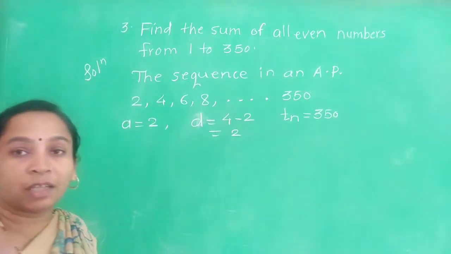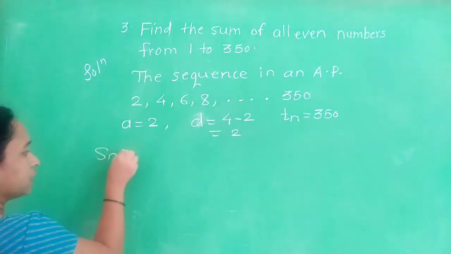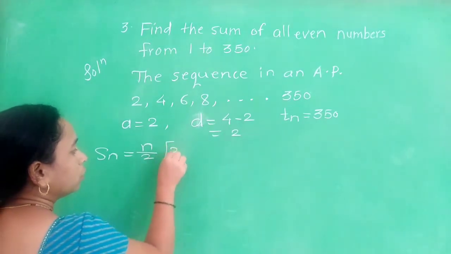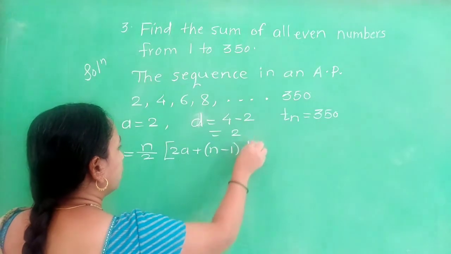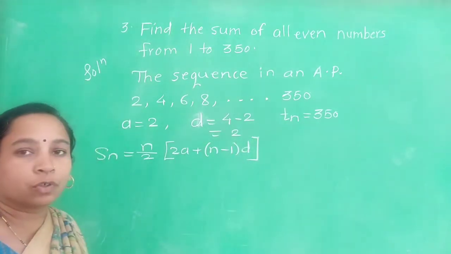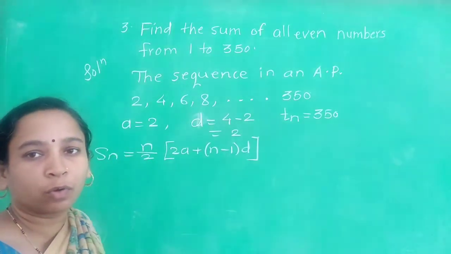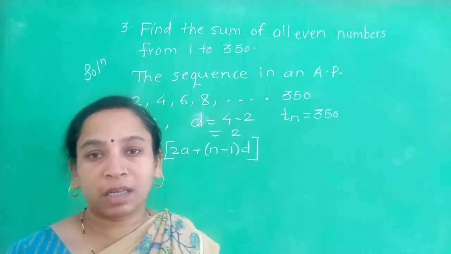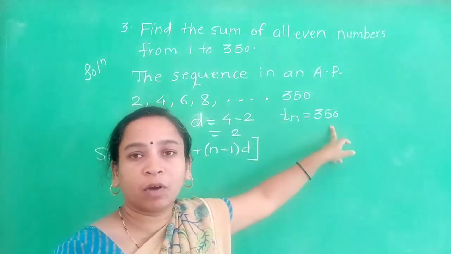This example we can solve by two formulas. First we can use the Sn formula, n upon 2 into 2a plus n minus 1 into d. To use this formula, I should know the value of n, which I don't know. So first we have to find n's value with the help of the Tn formula. Why the Tn formula? Because I have the term Tn.